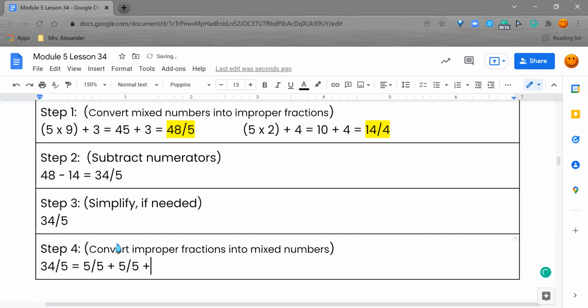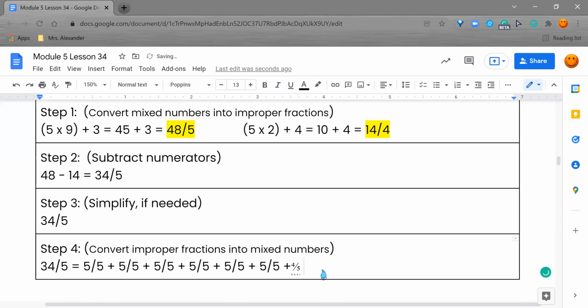10, 15, 20, 25, 30, 35. Oh, I just went over. So I need to take this 1 off and recount 5, 10, 15, 20, 25, 30. But we need to get to 34. So I'm going to capture that 30 and count up to 34. 30, 1, 2, 3, 4. I've got 4 fingers up, so it's 4 fifths.